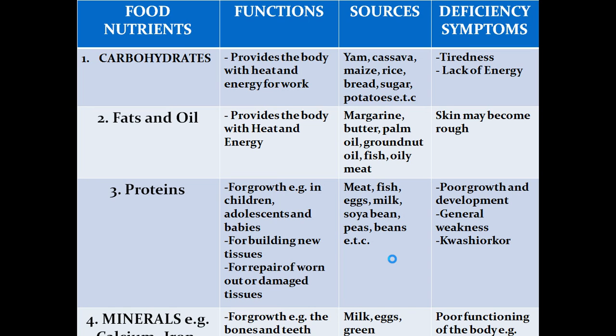Examples are margarine, butter, palm oil, groundnut oil, fish, oily meat. Yes, some food contain more than one. If you look at that, is fish not protein? Yes, fish is protein, but there are some oily fish. Some food contain more than one nutrient, like I used to tell my students.